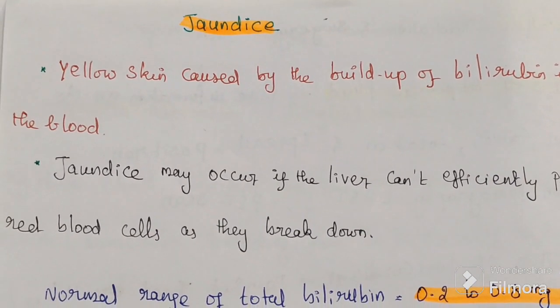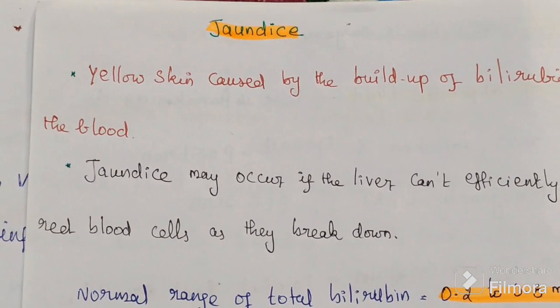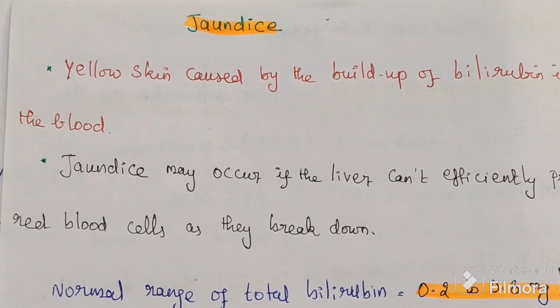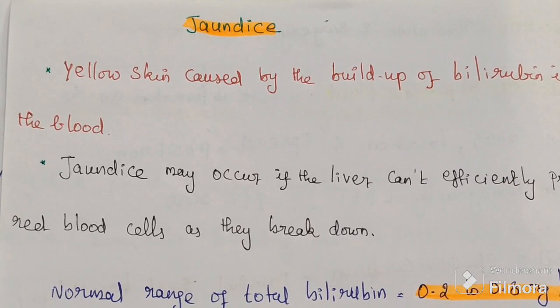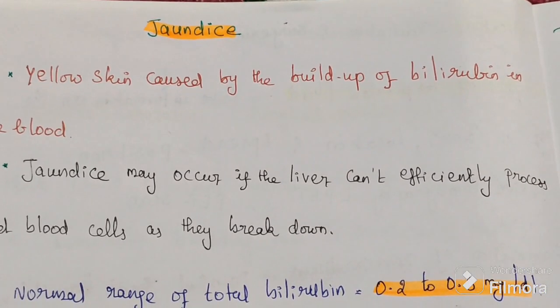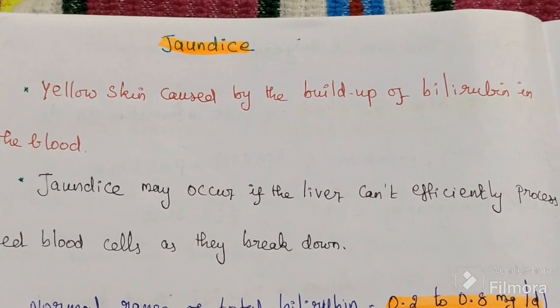In this video, we'll discuss jaundice. What is jaundice? Yellow skin caused by the buildup of bilirubin in the blood.